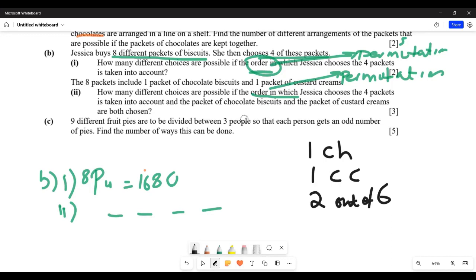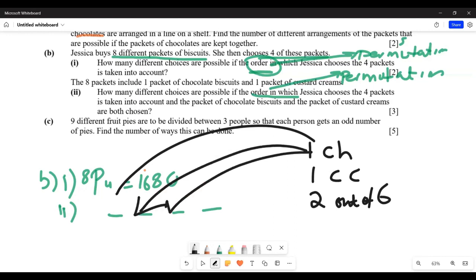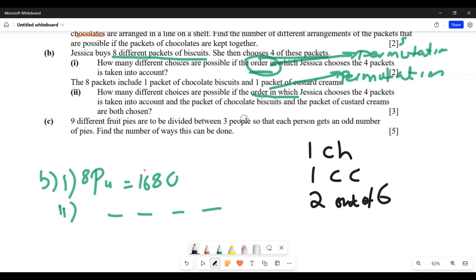So this is a question on permutation. So the order matters. So this chocolate biscuit can't just be placed at the first spot. It can be placed in the first spot, it can be placed in the second or third or fourth. So if we're choosing to select the chocolate biscuit first, we're going to say that this is one chocolate biscuit and it has four spots available. So it's going to be 4P1 combinations.